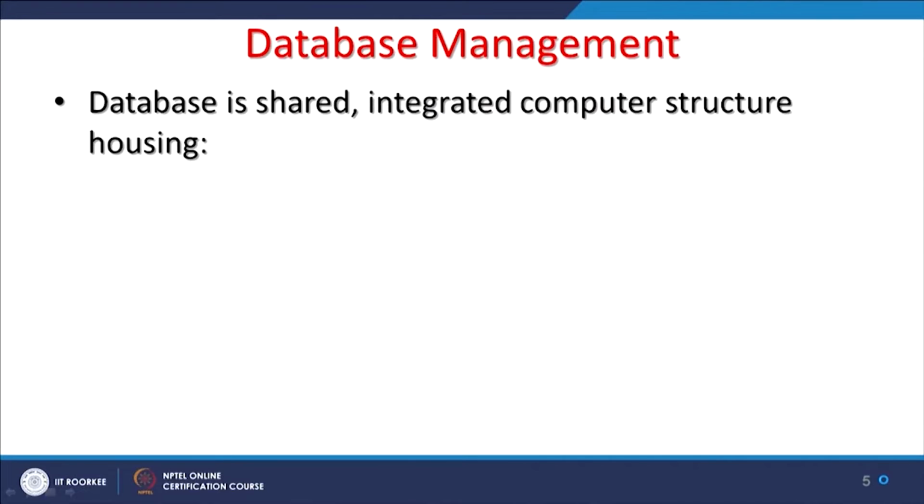So, basically in database management, a database is a shared, integrated computer structure which houses the end user data, and also metadata, that is the data about the data. That means the information about the data is called metadata.